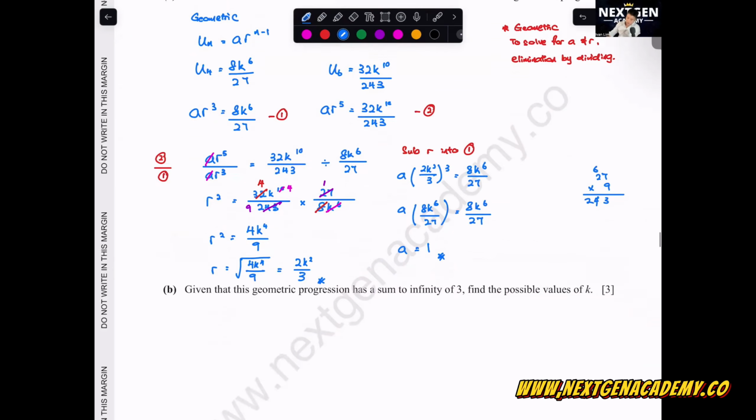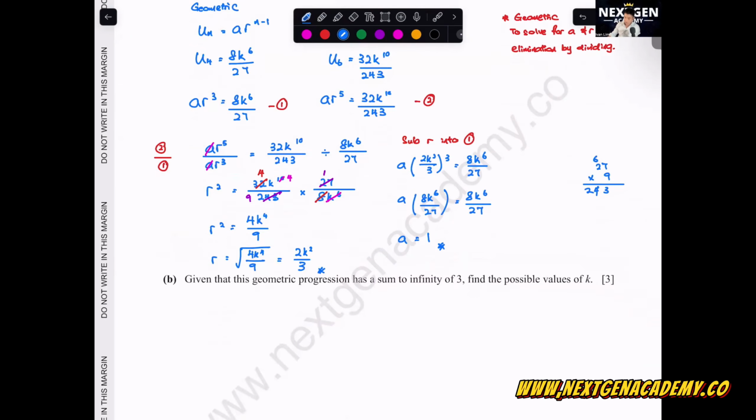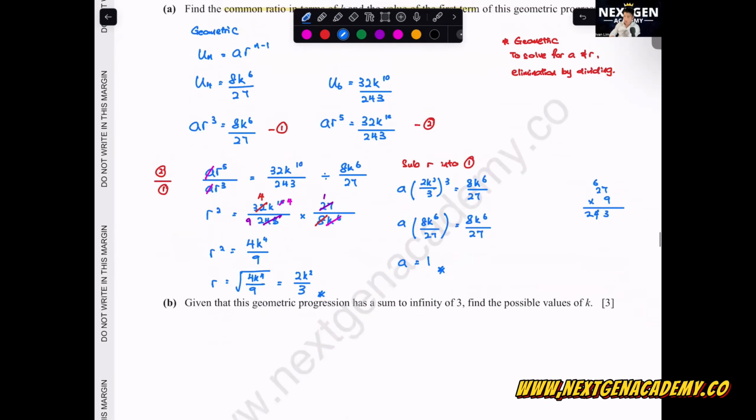All right, okay, let's go to the next one. Given that this geometric progression has a sum to infinity of 3, find the possible values of k.